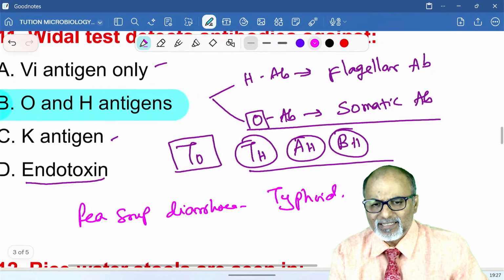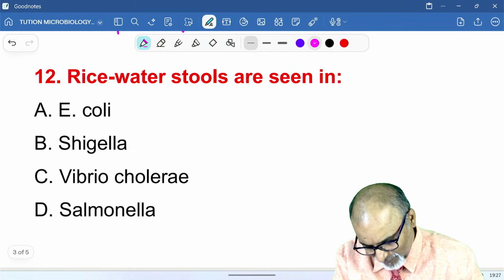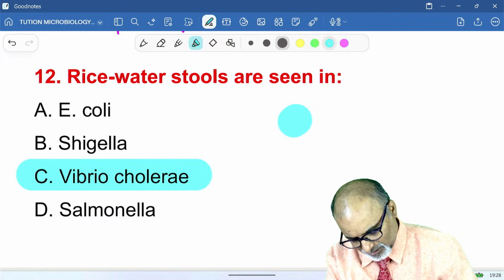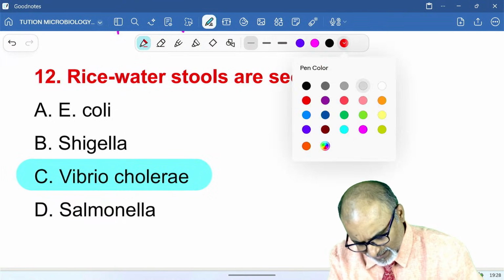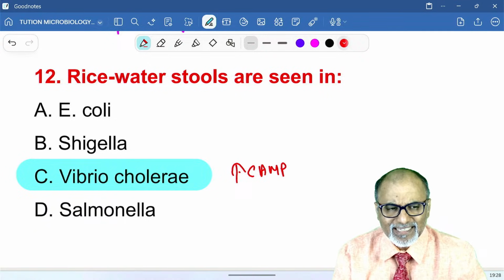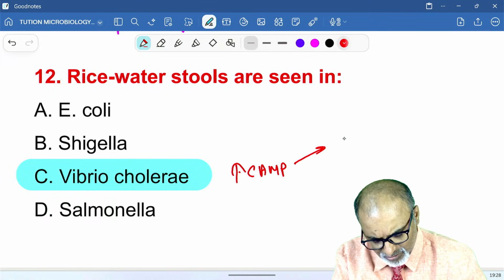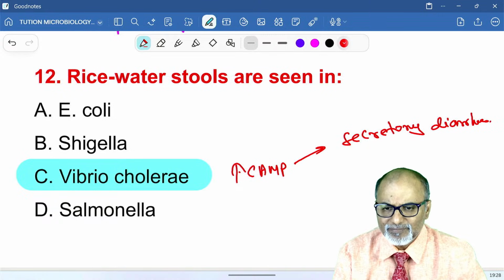Pea soup diarrhea, typhoid. Rice water stool diarrhea, Vibrio cholera. Because it increases cyclic AMP. Stimulate adenyl cyclase, increases cyclic AMP. Outpouring of water and electrolytes leads to secretory diarrhea. The cholera toxin, secretory diarrhea.